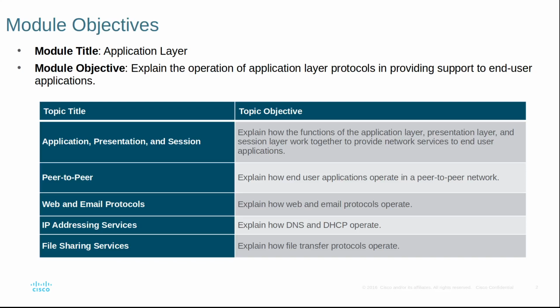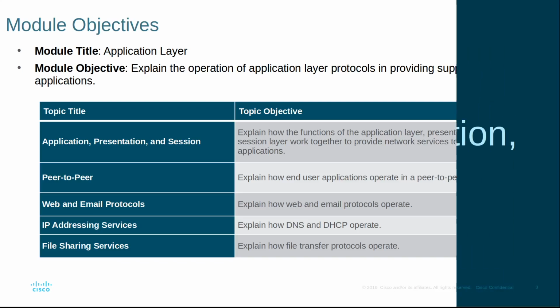We're going to look at how peer-to-peer networks work, web and email protocols, IP addressing services like DNS and DHCP and how those work, and file sharing services for transferring files, FTP and stuff like that. That's all in the upper layers. We're dealing with applications.